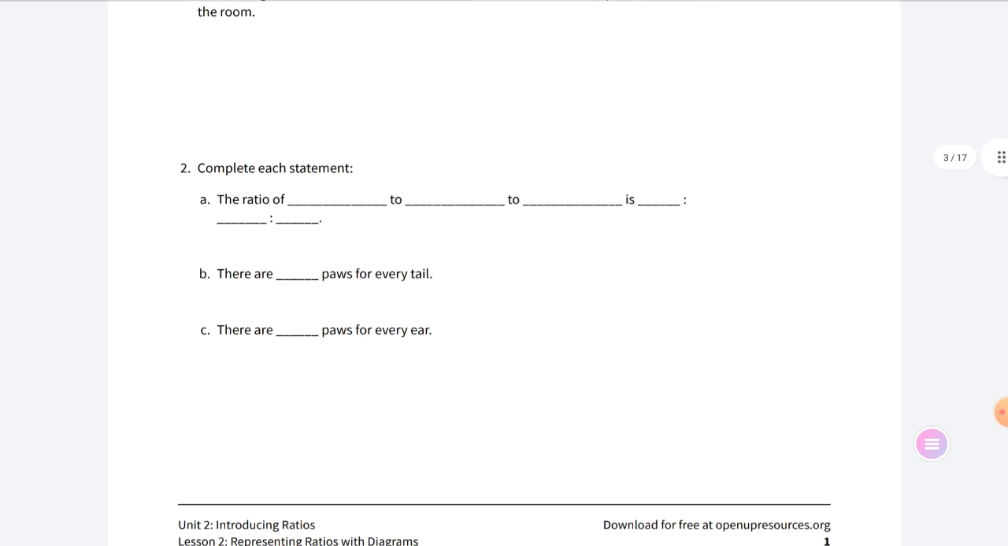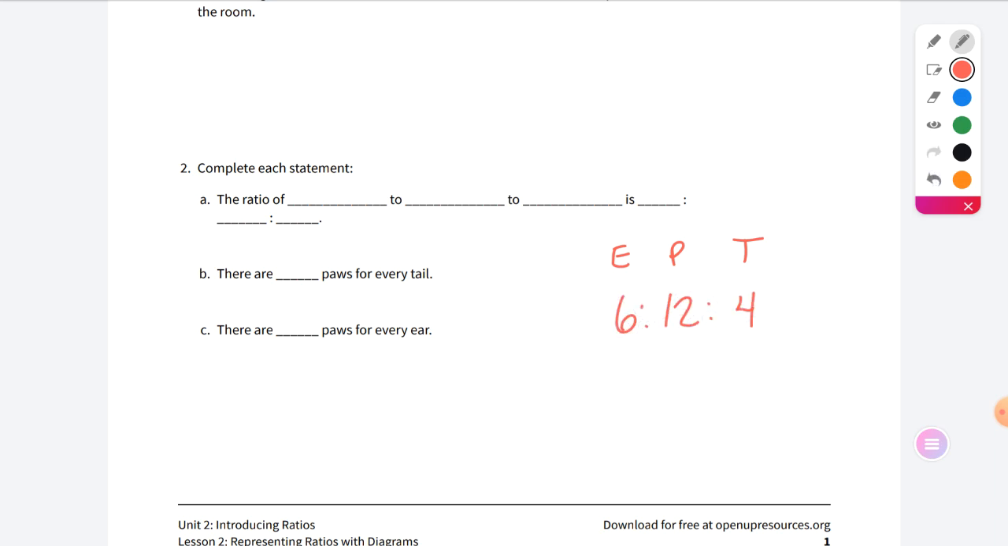Okay, B says there are blank paws for every tail. I'm going to rewrite what they gave us: ears, paws, tails, 6 to 12 to 3. This one I'm focusing on paws and tails. They tell me there are blank paws for every tail. So what is my number for tails? 3. If it says for every tail, that means I'm just working with 1 tail.